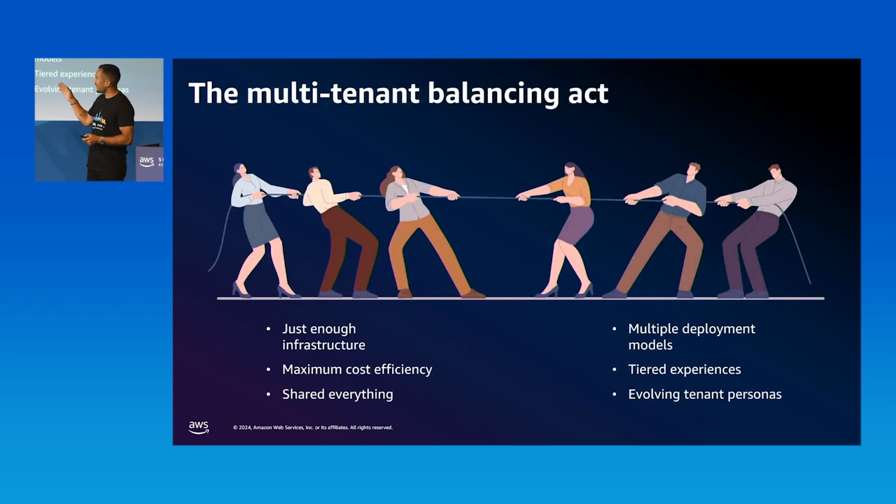And that leads to some kind of a balancing act. Because on the one side, you have the business asking for maximum efficiency. You want to have just enough infrastructure that you offer to your customers. You want maximum cost efficiency and please share everything. Maximize the resource utilization. And on the other side, you have the business asking for all the flexibility to offer a tiered experience, to offer different deployment models to your customers. And now you have to decide on which side of the rope you pull and how hard.